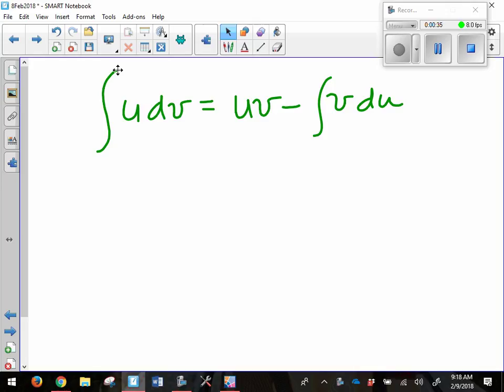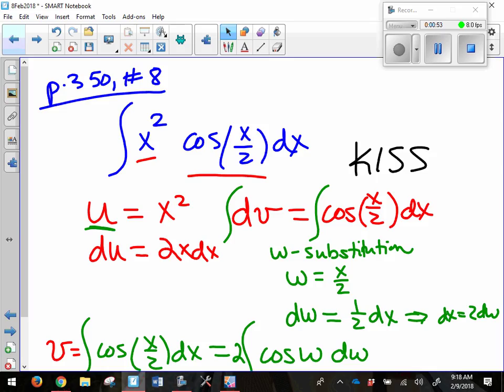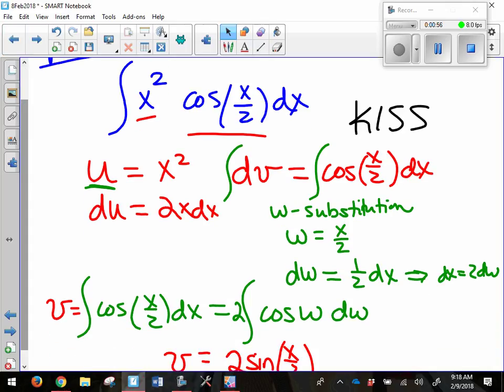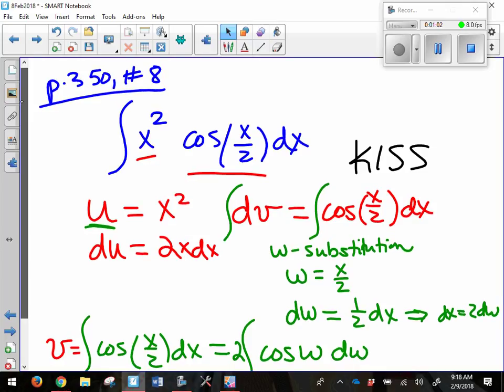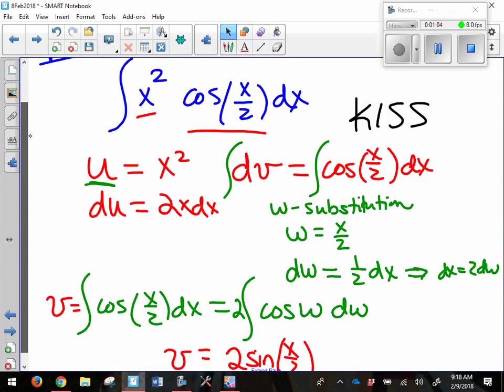And remember that the whole point of substitution, of integration by parts, is to turn the integral that you have into something that you can look at and go, oh, that's sine x. And so that's what we're using our tools for. So we did a simple example yesterday. We started working on a more complicated example before the bell rang. So we're in the middle of page 350, number 8.